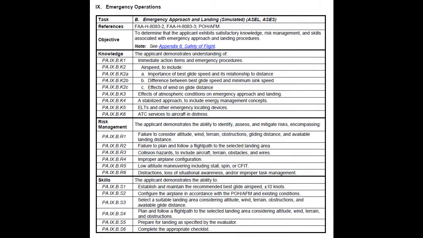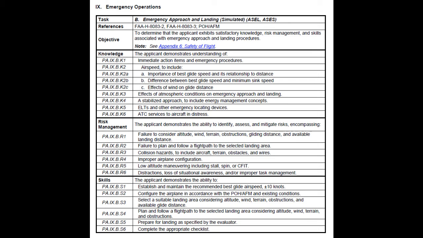So here we have in the Airman Certification Standards, the emergency approach and landing. There is another maneuver called emergency descent in the Airman Certification Standards that deals more with needing a rapid descent, depressurization, cabin fire, things like that. We're not going to cover that maneuver today.